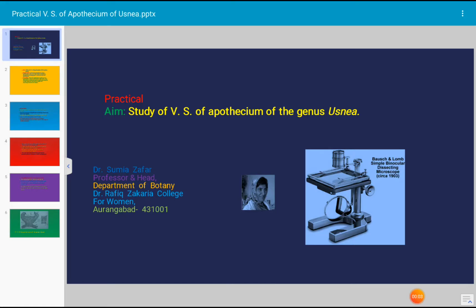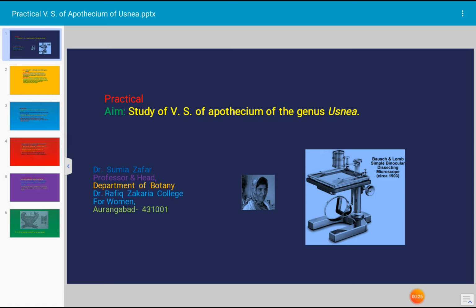Today's topic for discussion is a practical protocol of lichens. The aim of today's practical is the study of a vertical section of Apothecium. Apothecium is a fruiting body of the Usnea, the apothecium of the genus Usnea.